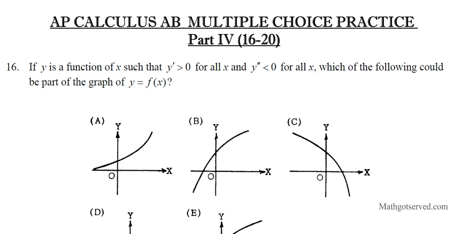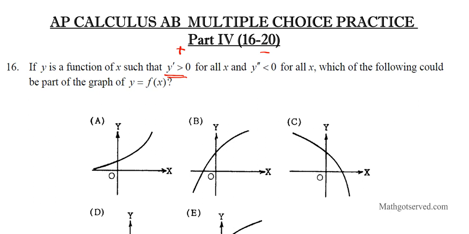It says, if y is a function of x such that y prime, the first derivative of y, is greater than 0 for all x, and the second derivative is less than 0 for all x, which of the following could be part of the graph of y equals f of x? These two conditions hold for the entire domain of y. The first derivative is greater than 0, positive, and the second derivative is less than 0, negative.